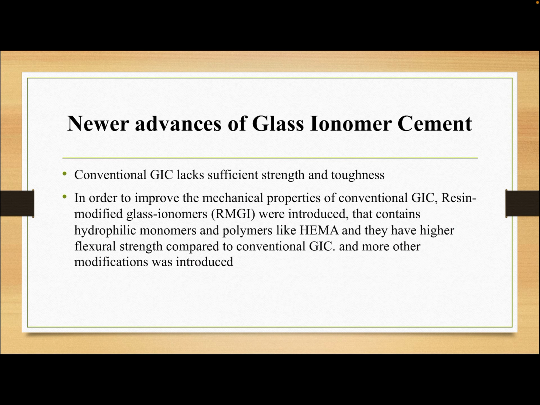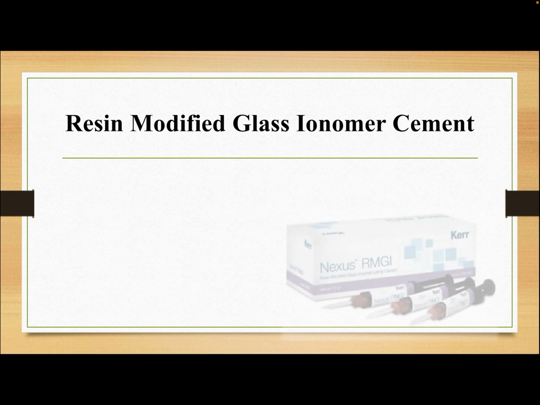The newer advances of glass ionomer cement were needed because conventional GIC lacks sufficient strength and toughness. So, in order to improve the mechanical properties of conventional GIC, resin modified glass ionomer was introduced, which contains hydrophilic monomers and polymers like hydroxyethyl methacrylate, or HEMA for short, and they have a higher flexural strength when compared to that of conventional GIC. Many other modifications were introduced that will be discussed in the next slides.